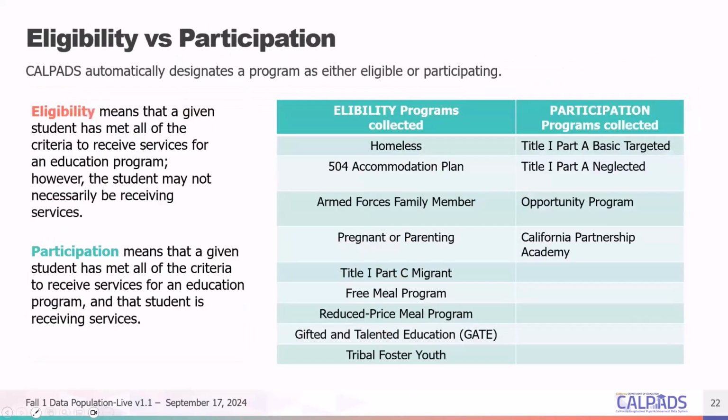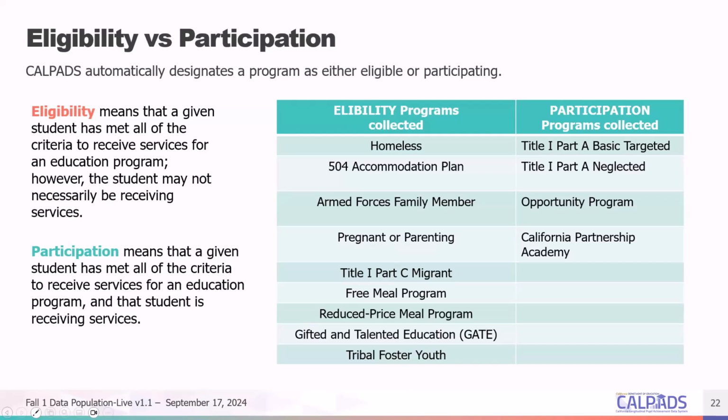Okay, CALPADS will automatically designate an SPRG record as either an eligibility or a participation record. Eligibility records indicate that the student has met the criteria to receive services for an educational program, but may or may not be receiving those services related to the program. Participation indicates that a student is both eligible for a program and receiving services associated with that program.